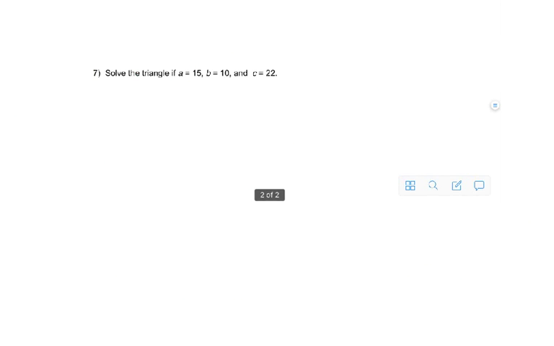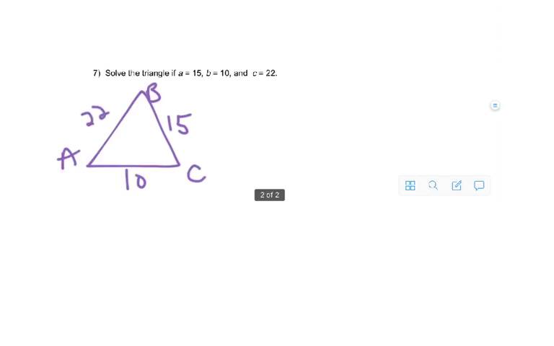Number 7, solve the triangle if side A is 15, side B is 10, side C is 22. Well, in this case, I've been given 3 sides and no angles. When you're given 3 sides and no angles, in order to solve the triangle, you're going to have to start with the law of cosines. The only time you can use the law of sines is when you know a side and its corresponding angle. But if all you know are sides, you're going to have to use the law of cosines.